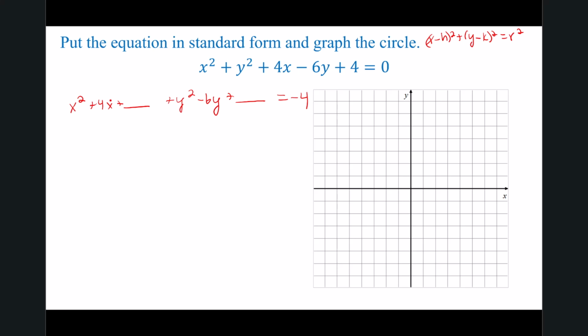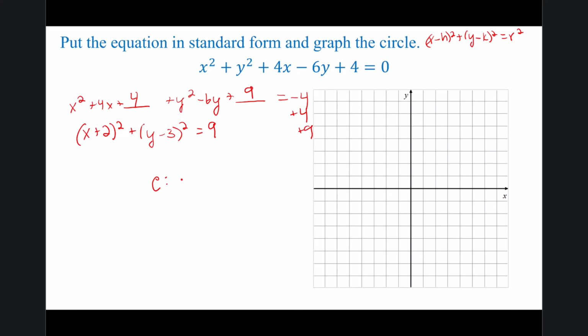So to complete the square for the x's, half of 4 is 2, and 2 squared is 4. But if I add 4 to one side, I have to add 4 to the other side. And then for the y's, half of negative 6 is negative 3, and negative 3 squared is 9, so I'll add 9 to both sides. So for the x's, I have (x plus 2) squared, and I have (y minus 3) squared equals negative 4 plus 9, which is 5. So my equation is (x plus 2) squared plus (y minus 3) squared equals 9.